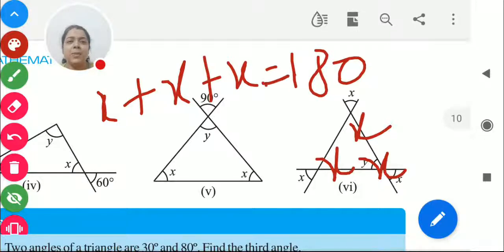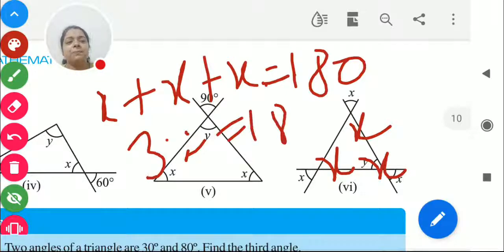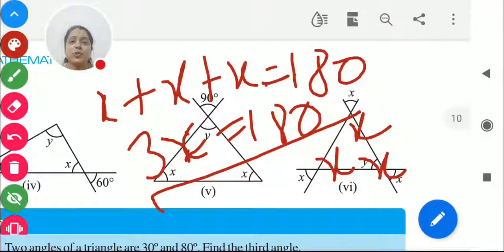So I hope you are able to do it. Shall I go for the next step? Yes. x, x and x becomes 3x is equal to 180 degree. 3x is equal to 180. So now it's your turn to solve it. Just tell me what you need to understand.